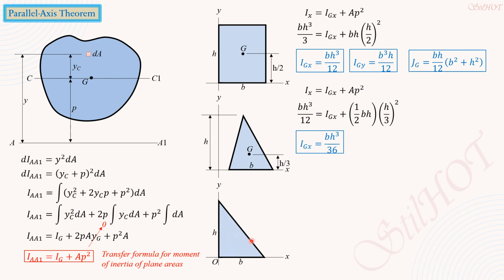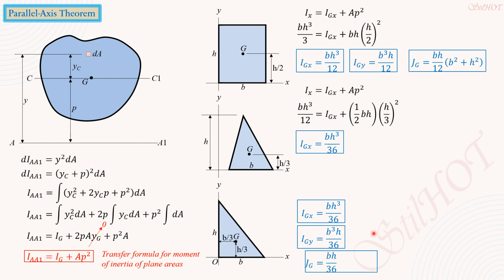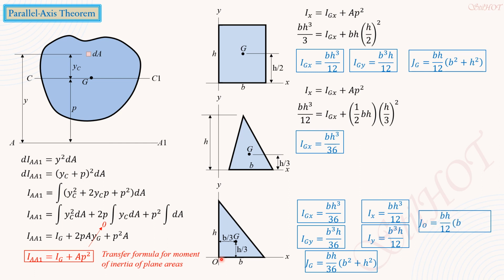So for this orientation, on the other hand, the centroid is h over 3 from the x-axis, from the base, and b over 3 from the y-axis shown. So Igx is bh cubed over 36. Igy is b cubed h over 36. So Jg, or the polar moment of inertia with respect to the centroid G, is bh over 36 times quantity b square plus h square. While with respect to the x-axis, Ix is bh cubed over 12, with respect to the y-axis, Iy equals b cubed h over 12. And with respect to the origin, the polar moment of inertia is bh over 12 quantity b square plus h square.